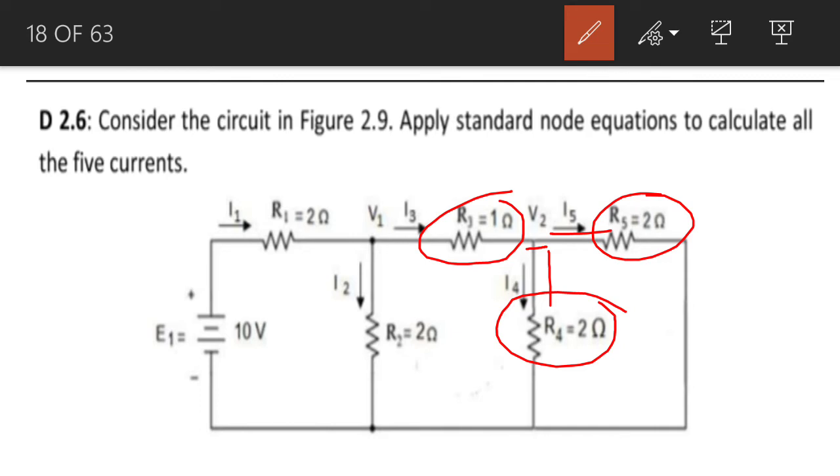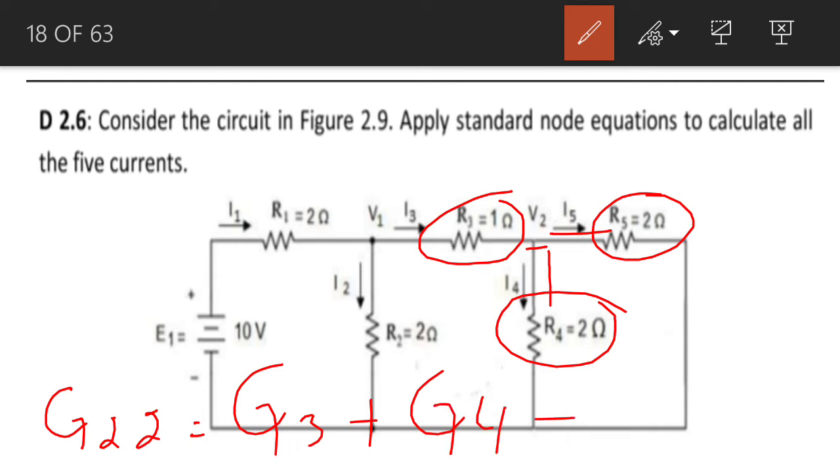So we calculate the conductance of each resistor, and then we take the sum of all these conductances, which will give you G22. So G22 will be equal to the conductance of R3, represented by G3, plus the conductance of R4, represented by G4, plus the conductance of R5, which is represented by G5.